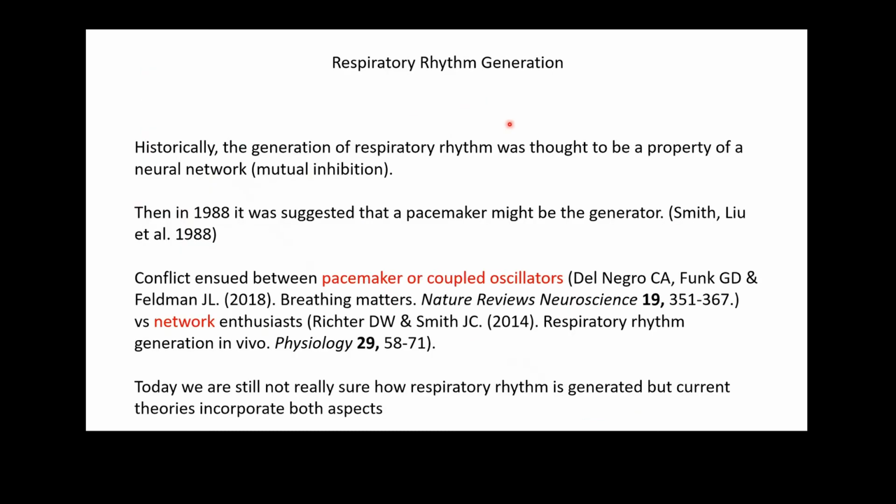So we come to respiratory rhythm generation. How is it done? The original ideas were that it was a property of a neural network. It was mutual inhibition. In the 1960s, there were two groups of neurons, inspiratory and expiratory, and they inhibited each other by mutual inhibition connections. So that as one turned off, it turned off the other. And then the other turned on and turned off the first. So inspiration and expiration then flipped back and forth. If you think about that, it really doesn't work. And if you model it, it doesn't work because you simply get stuck in one side or the other. It's stuck in inspiration or it's stuck in expiration.